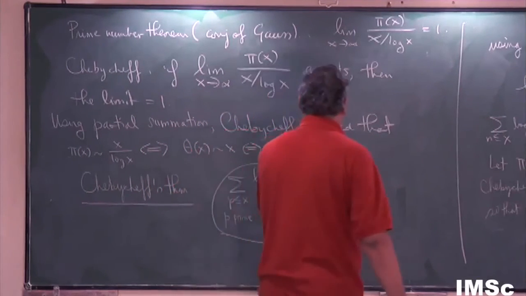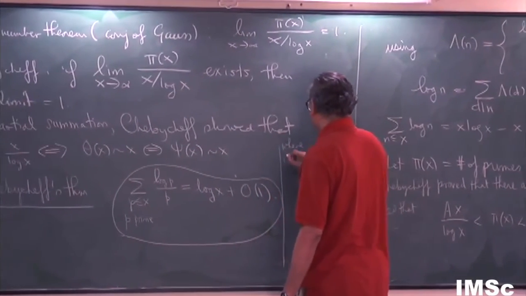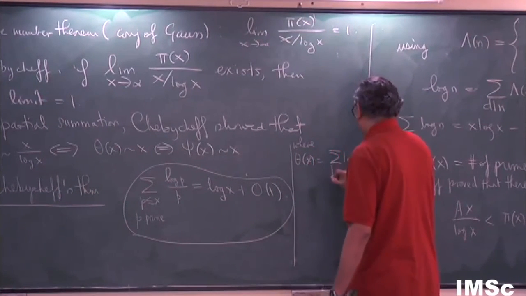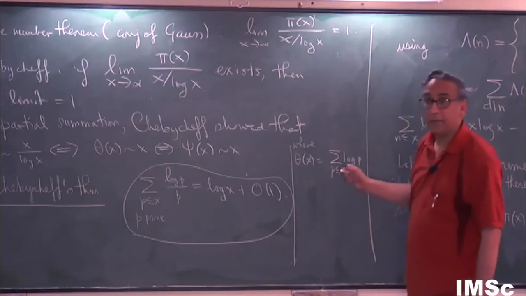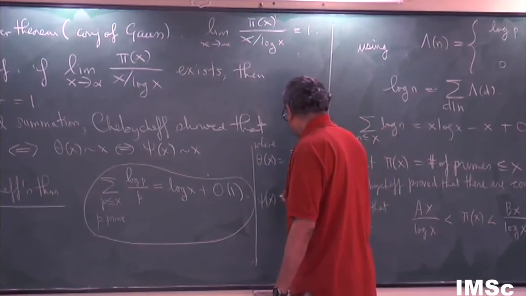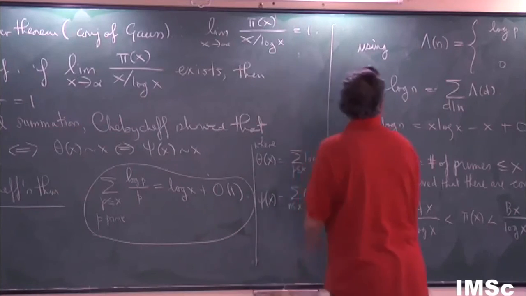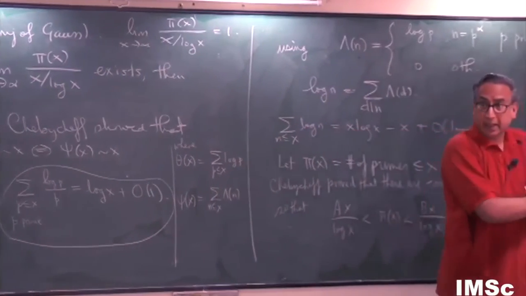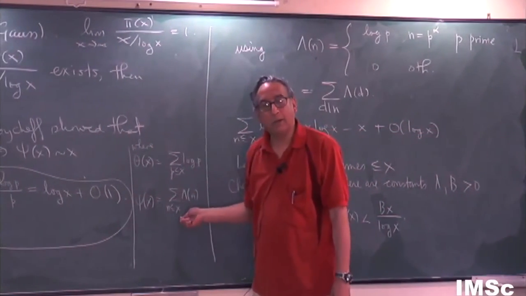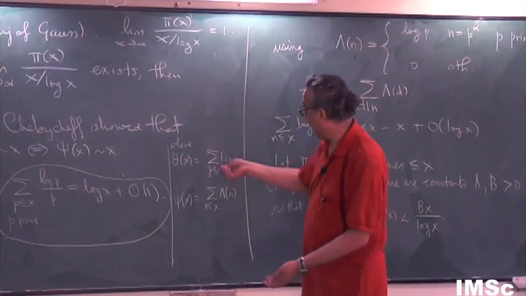Where, what are these functions? Theta of x is the sum of log p over primes p less than x, where I'm summing over primes and weighting each prime by log p. And psi of x equals the sum over n less than x of lambda of n, where lambda of n is the von Mangoldt function. And what's the difference between this and this? Well, this includes prime powers and this doesn't, but the prime powers count for very little with respect to x, of course.